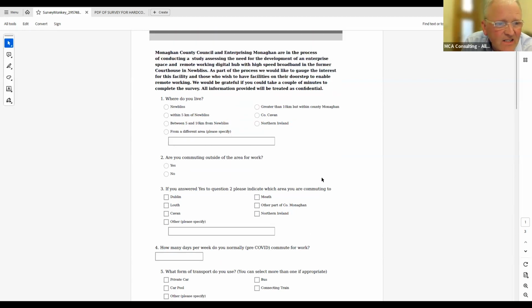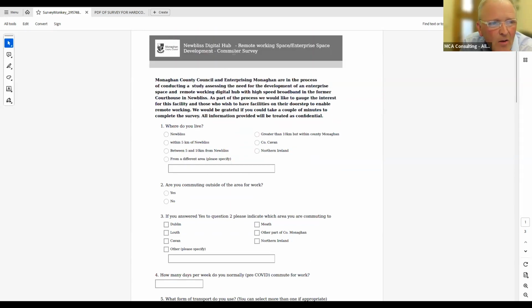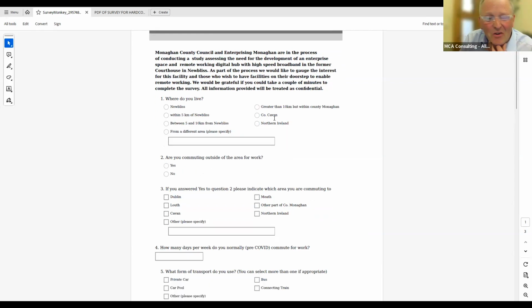But ultimately, in this case, it was a digital hub. It was actually Newbliss in County Monaghan, not that far away from where I am. This survey and other justification we provided levered 1.8 million of public funding. So you're not at that sort of level.